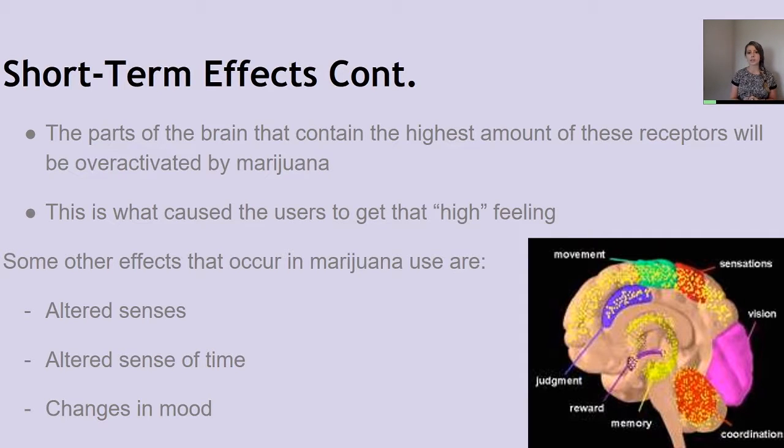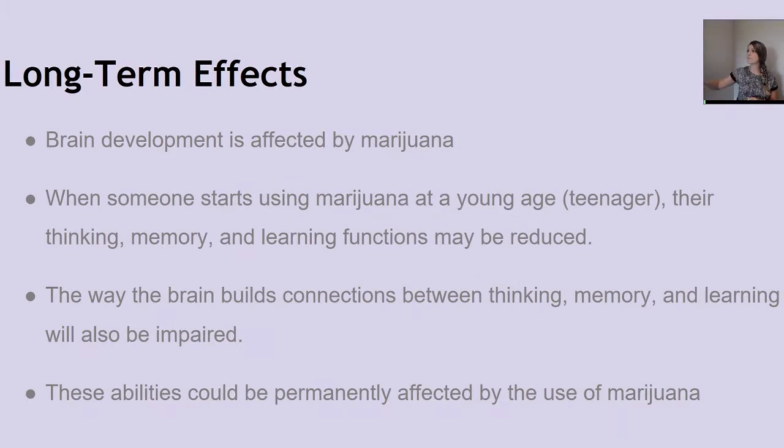And so in the picture, if you look at the little yellow spots, that is where the THC is acting in the brain. And then some other effects that are felt with marijuana is altered senses, altered sense of time, changes in mood, impaired body movement, and difficulty with thinking and problem solving.